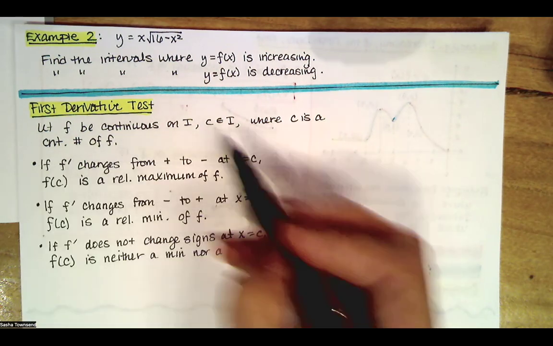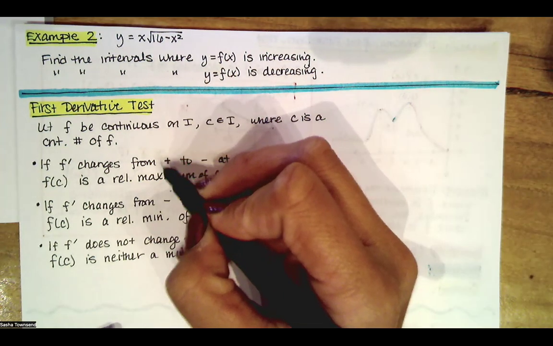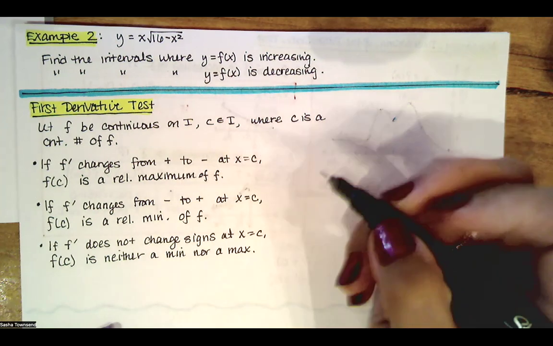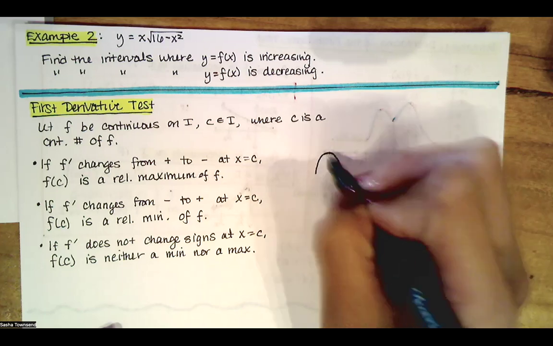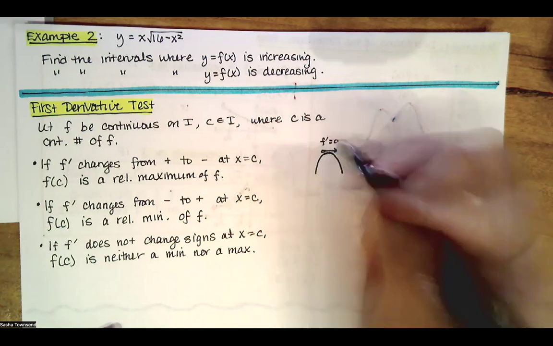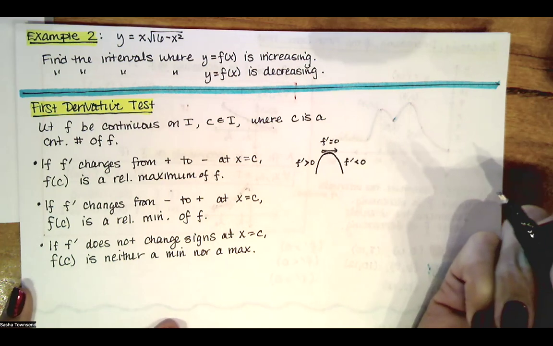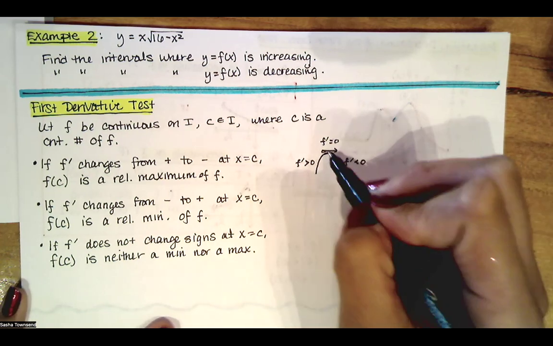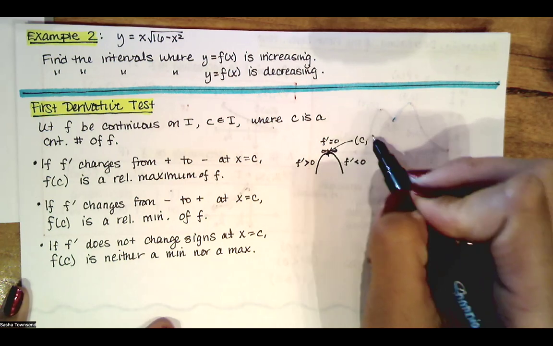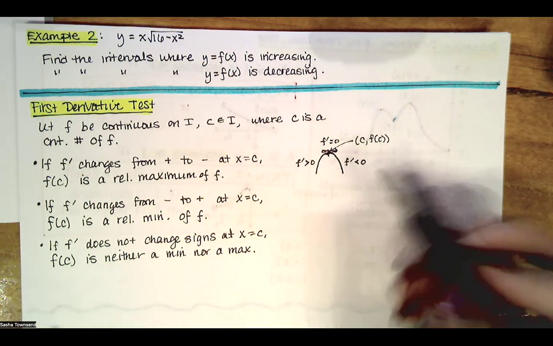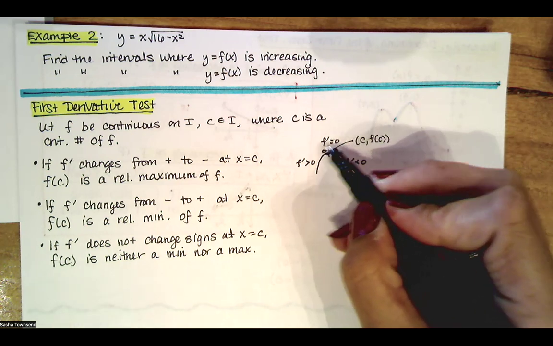If f prime changes from positive to negative at C, then f of C is a relative maximum of f. Now, I actually don't memorize this at all. All I do is think about what it means to have a positive slope and then to have a negative slope. So let's say our function goes from having a positive slope to a 0 slope and then a negative slope. So f prime is 0 at the top, f prime is positive on this side, and f prime is negative on this side. Well, then we can see that we have a relative maximum. This is the point x equals C, y equals f of C.